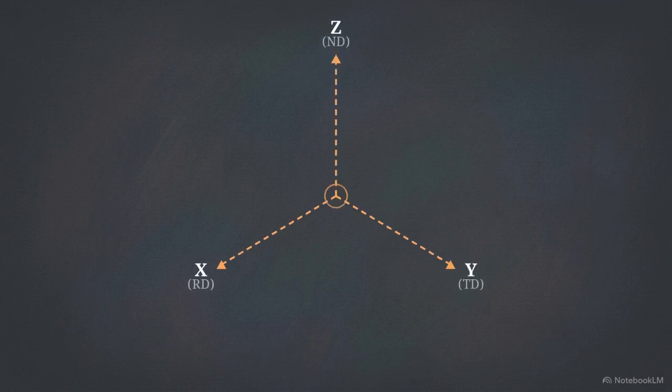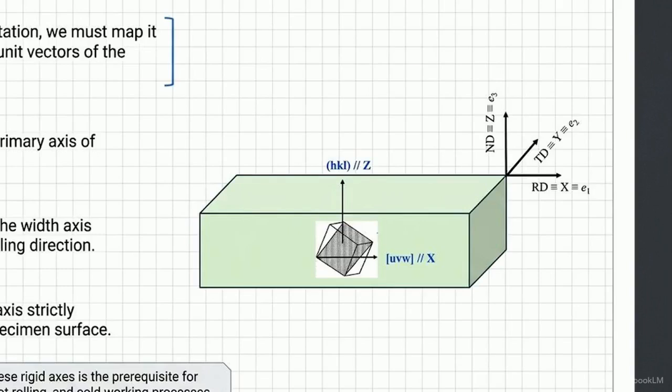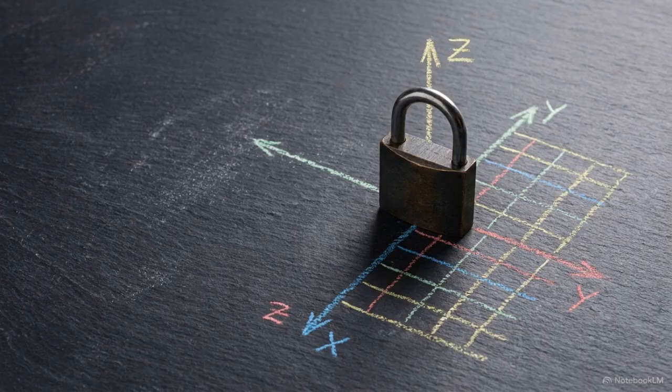We need a coordinate system that links the internal geometry of those microscopic crystals directly to the macroscopic dimensions of the physical sheet. This schematic outlines the three primary reference axes of any rolled sheet. We track the rolling direction, or RD, the transverse direction, or TD, across the width, and the normal direction, or ND, which sits strictly perpendicular to the surface. Locking down these three rigid external axes is the required first step in translating physical observations into usable engineering data.